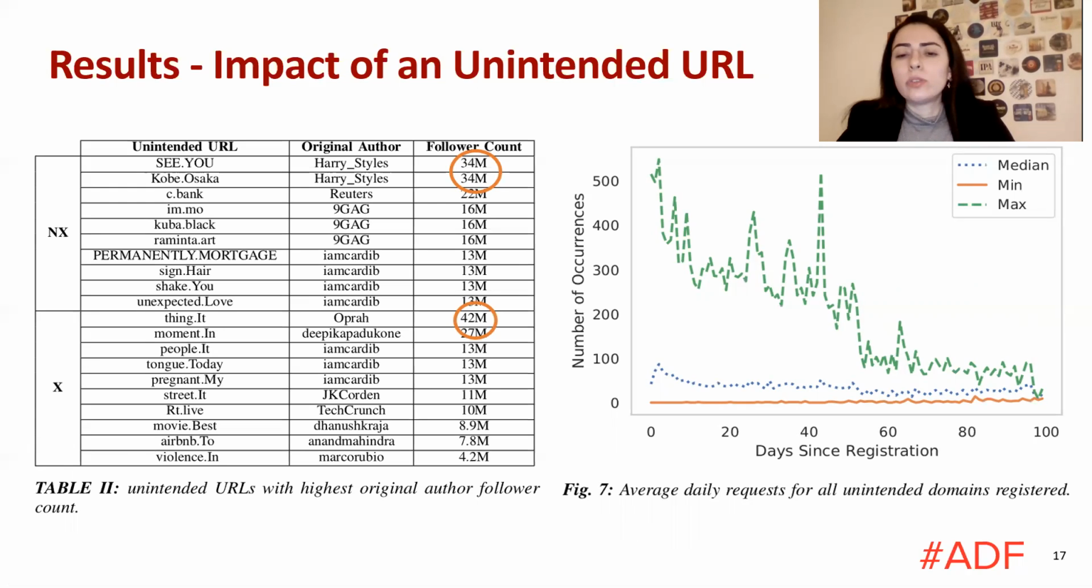And on the right side, you can see a graph that shows average daily requests for all unintended domains registered. So here we can make 2 observations. The first one is that we got hundreds of requests for some domains, and the number of requests starts to decrease after the day of posting the tweet. And also, collectively, these requests make a much bigger number of requests.